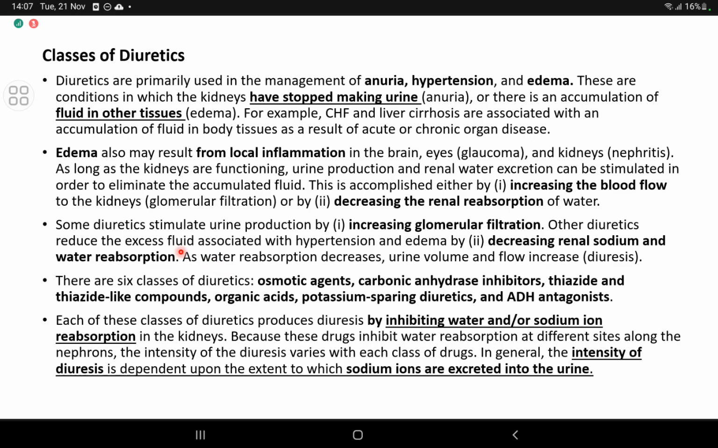Okay, how are diuretics going to perform? Meaning the mechanism of action. Basically they have two main mechanisms of action. One is to increase the glomerular filtration. Another one is to decrease the renal sodium and water reabsorption. Increasing glomerular filtration means that you encourage more blood flow to your kidney, so your kidney is able to perform and excrete out the water, to achieve the diuretic effect.